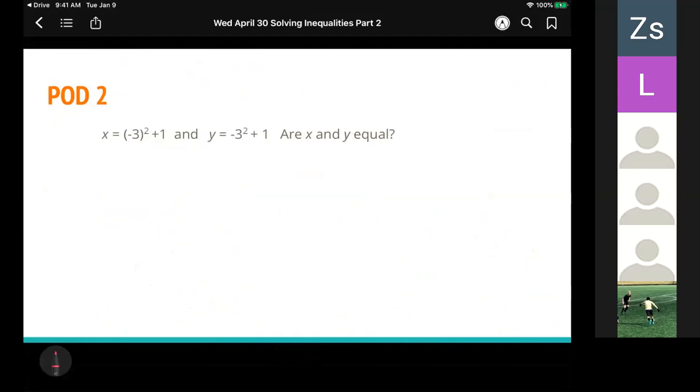So I'm going to go with, who do we got here? Someone other than Joe. Joe, you may not chime in on this problem. You did an awesome job on problem 1. All right, so what do we think about this problem? Are they equal?